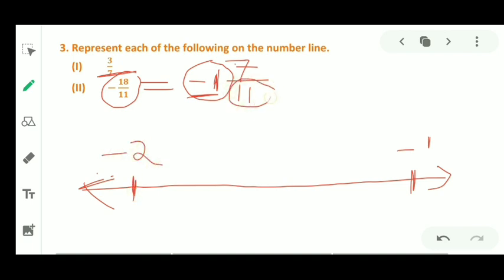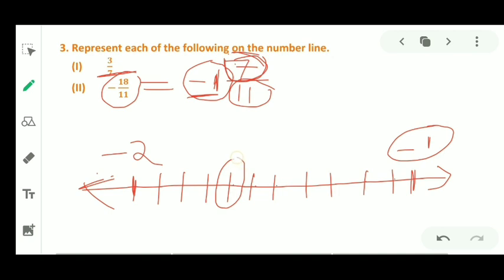Here the denominator tells us the number of equal parts, so you have to make 11 equal parts of this region. 1 2 3 4 5 6 7 8 9 10 and 11, and the numerator tells us the number of equal parts from minus 1, from the whole number, that is minus 1. So 1 2 3 4 5 6 7. So minus 18 by 11 lies at this point.